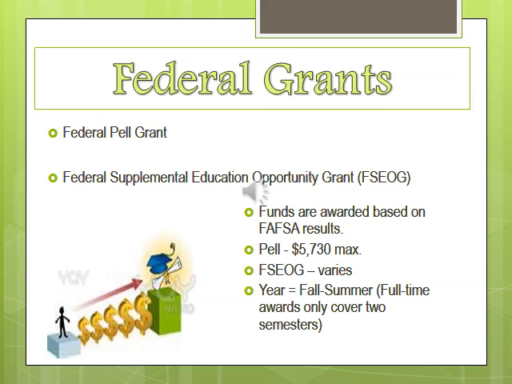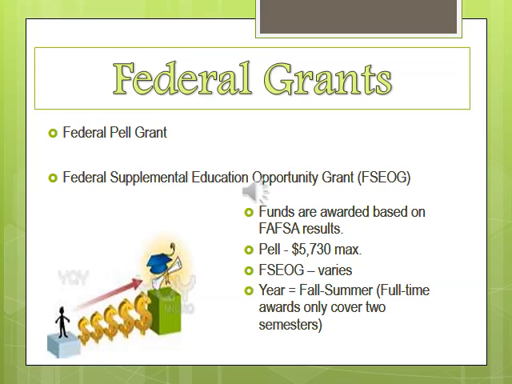Federal grants are broken down into 2 areas: the Federal Pell Grant and the Federal Supplemental Education Opportunity Grant. Funds are awarded based on the FAFSA results. Currently, the Pell Max is $5,730 for a school year.